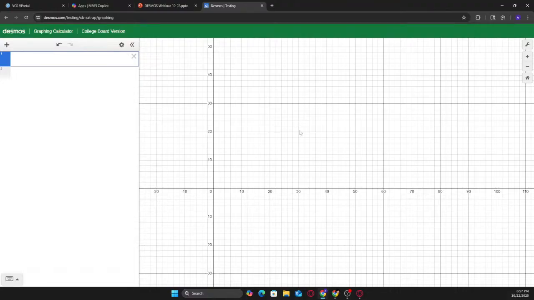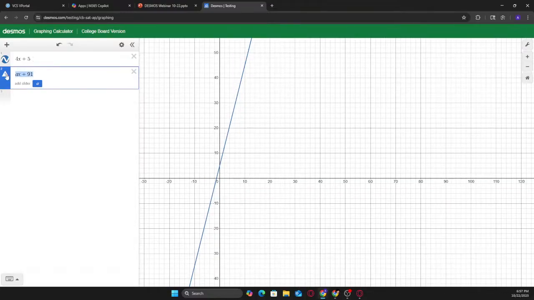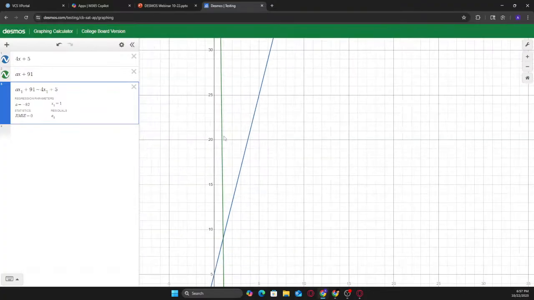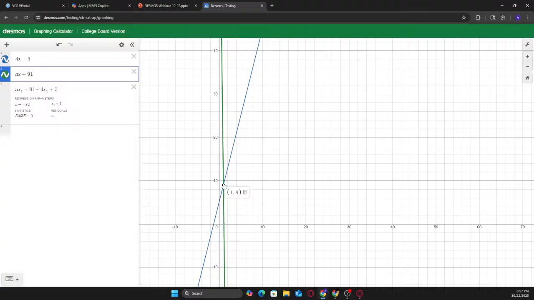So in any case, with the tilde, it must have infinite solutions. For example, if we have 4x plus 5 and ax plus 91, these don't represent infinite solutions. This is actually parallel. If we type it out, let's say there are no solutions, so we have ax plus 91 and then 4x plus 5, and that's completely wrong, because if they're parallel and have no solutions, they wouldn't intersect like that. All right, so what's the problem?